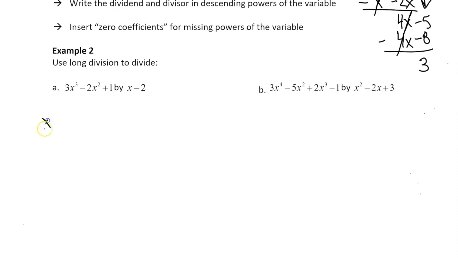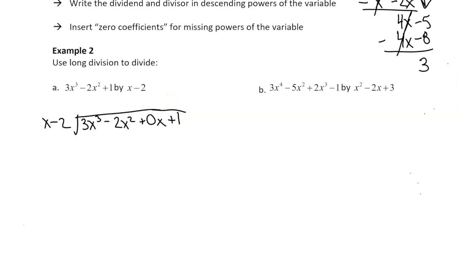So here we go, we have x minus 2, and that's going to be divided into 3x cubed minus 2x squared plus 0x plus 1.